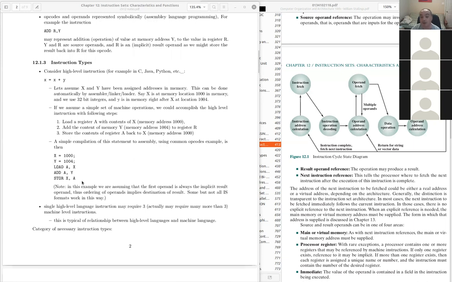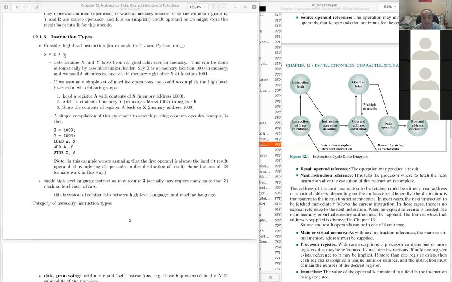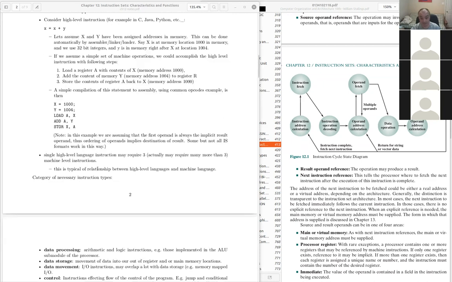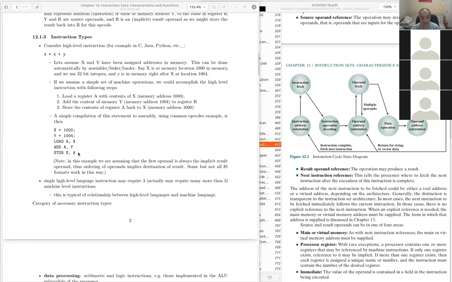The assembly or machine language level typically involves many instructions for a single statement in a high level language. In this case, this is like a single statement in C or Java that gets translated into at least three instructions, and often it can be quite a bit more. This very much depends on the instruction set. For a RISC with simpler instructions, you're going to tend to have to compile a high-level instruction into many more machine-level instructions than if you're compiling down to a CISC, complex instruction set computer.